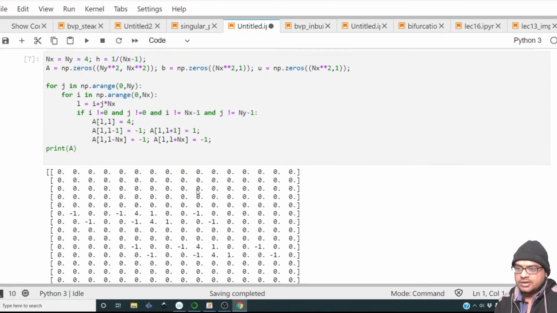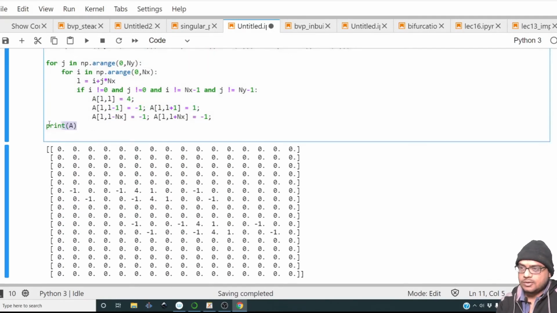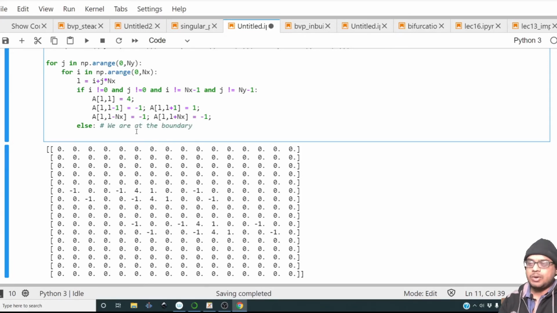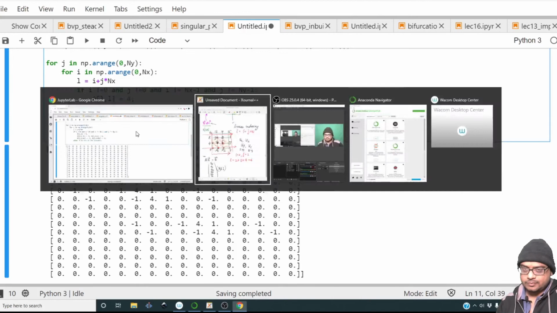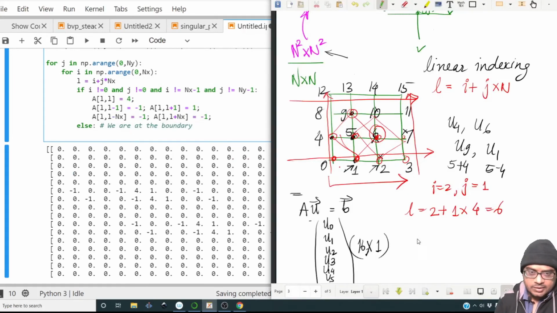So it still gets the same output. Now what we need to do is put in the boundary conditions inside this. If this is not satisfied, else, this else statement means we are at the boundary. And at the boundary, u is equal to 0, meaning u0 is 0, u1 is 0, u2 is 0, u3 is 0.